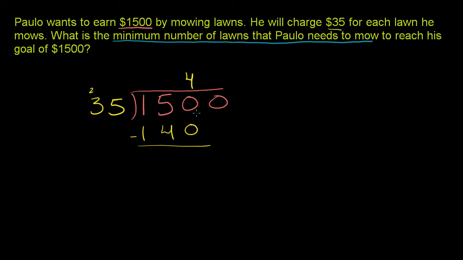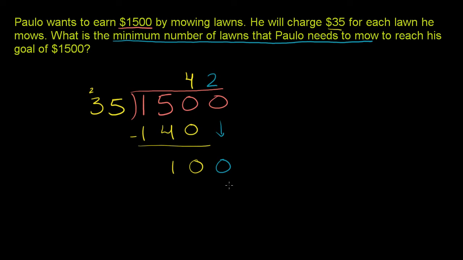And now we subtract. 0 minus 0 is 0. 5 minus 4 is 1. The 1's cancel out. And then we bring down this 0 right here. 35 goes into 100. Well, 35 times 2 is 70. And if you add another 35, 35 times 3 is 105. So that's too big. So it goes into it 2 times.